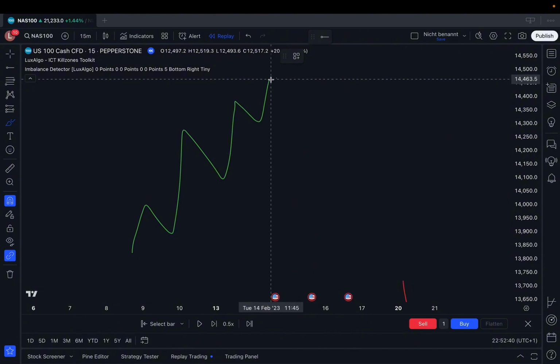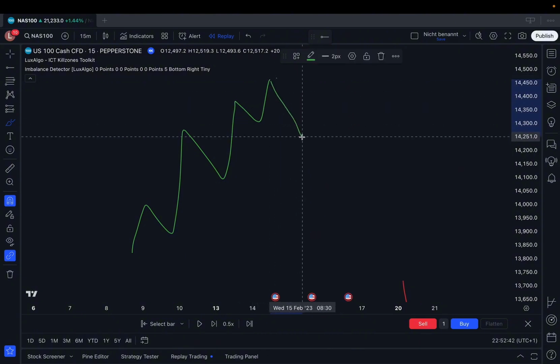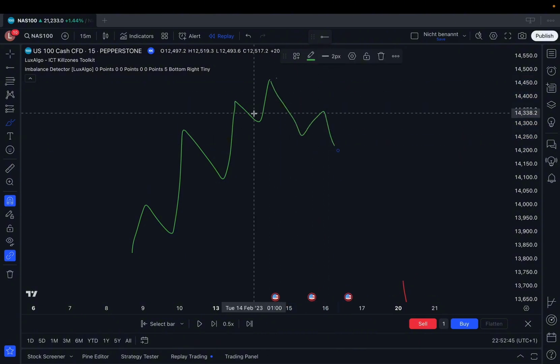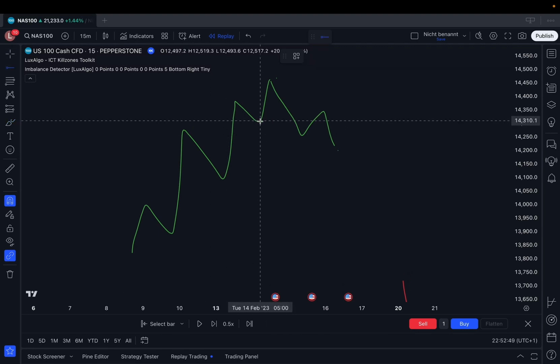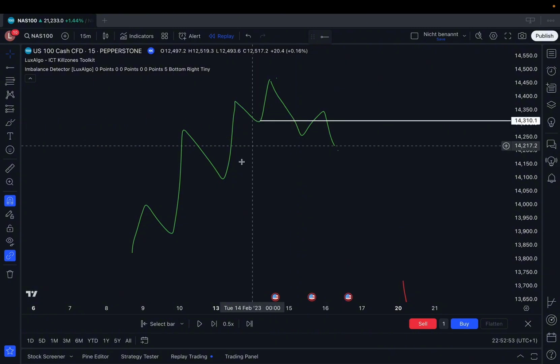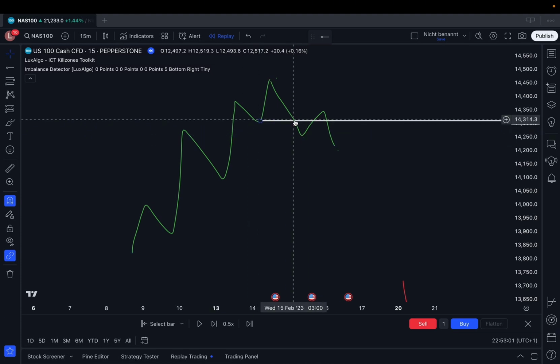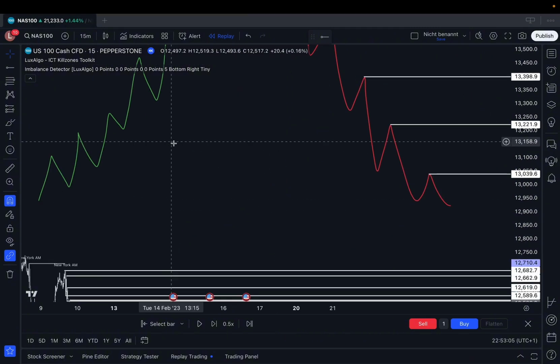If we suddenly have lower lows than the last low, so right here, then we would have a break of structure, a market structure shift. Right here at this point, the market shifted from an uptrend into a downtrend because it didn't have a higher low, it had a lower low than the last low. So right here would have been the break of structure.